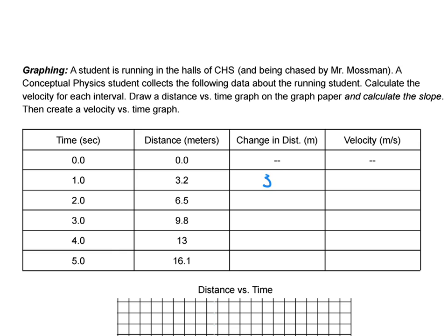So this one, the change in distance was 3.2 meters, and it took 1 second, so 3.2. Here, the change is 3.3, and it took another just 1 second, so 3.3 divided by 1 is 3.3 meters per second. And then it looks like it went up by another 3.3 in another 1 second. And then it goes up by a 3.2. And then a 3.1, which gives us 3.1 meters per second.